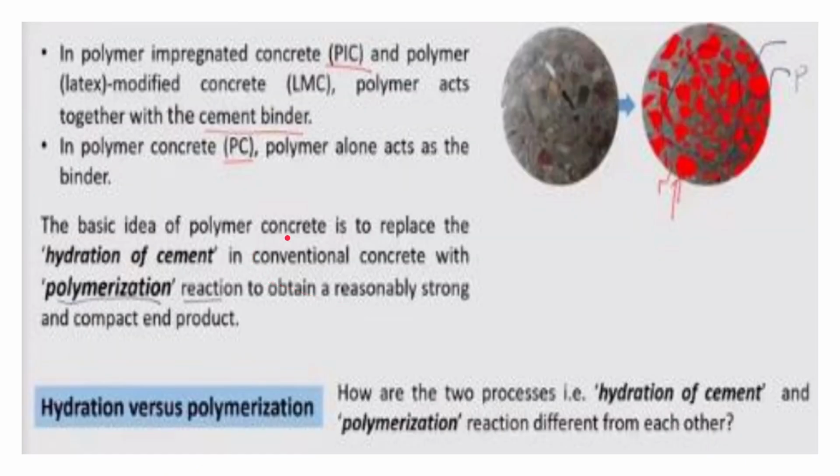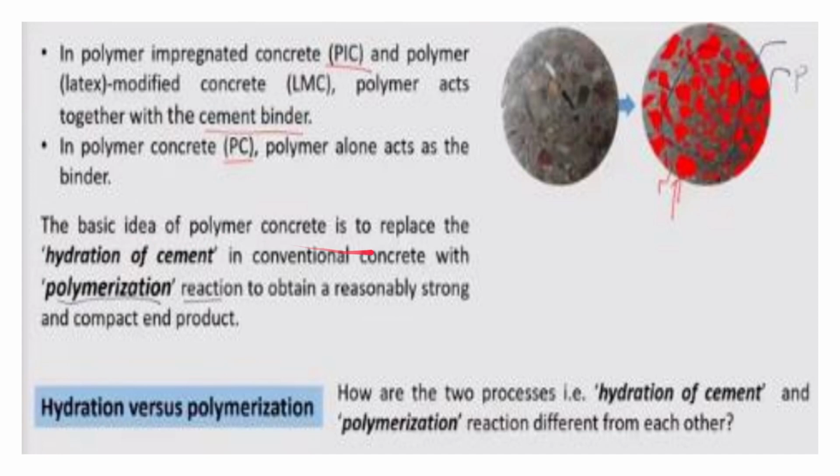Now let us go into detail about each of them. In polymer impregnated concrete and latex modified concrete, the polymer acts together with the cement binder because it is not completely substituted. The cement binder is mainly there, and the polymers are there for enhancing its properties. However, in polymer concrete PC, as we just studied, the polymer alone acts as the binder because the binder is completely replaced by the polymer.